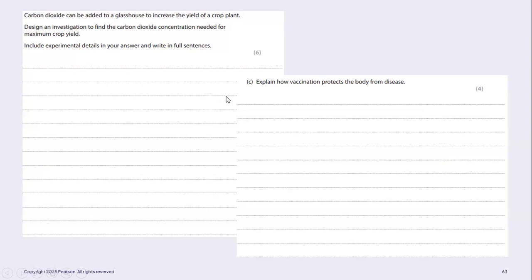So these are longer questions. Design an investigation to find the carbon dioxide concentration for maximum crop yield. Explain how vaccination protects the body from disease. That's explain. Explain questions need a because or a therefore in the answers. And that's a design.